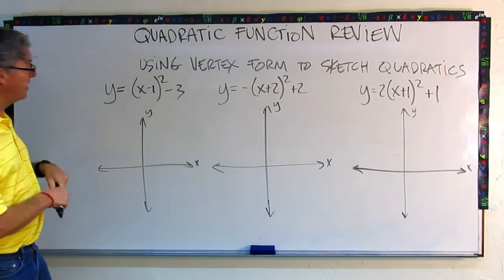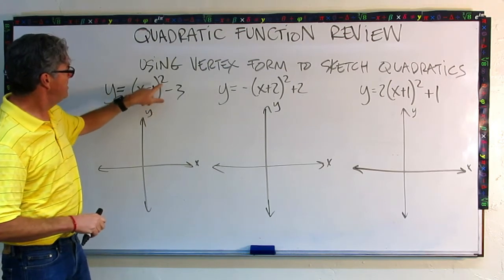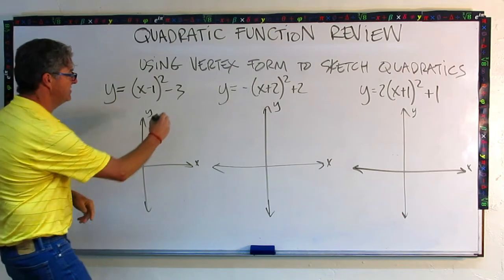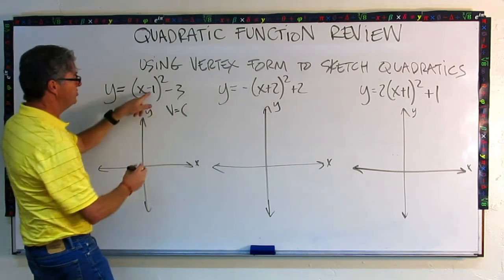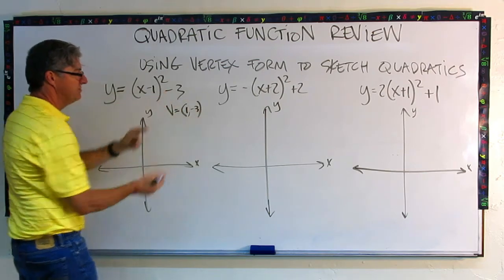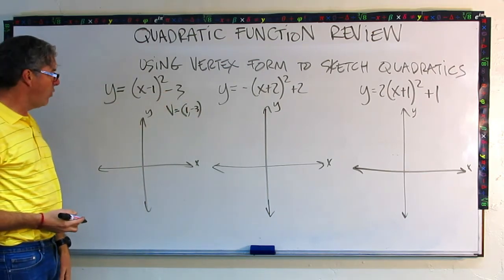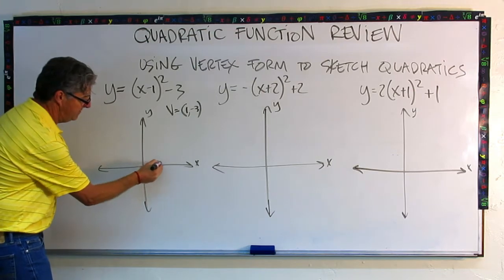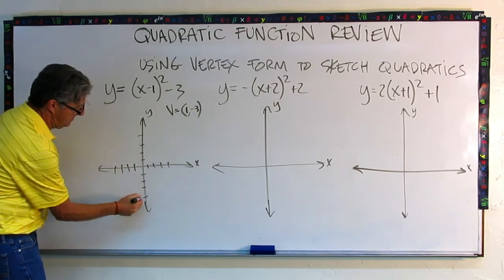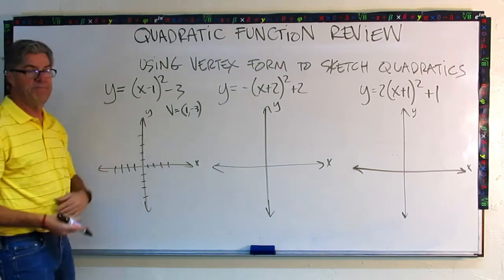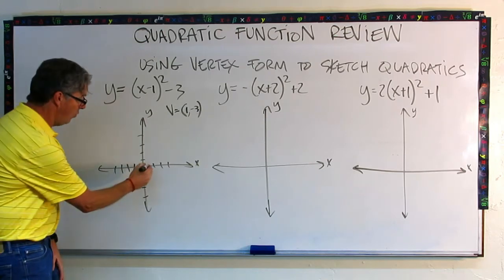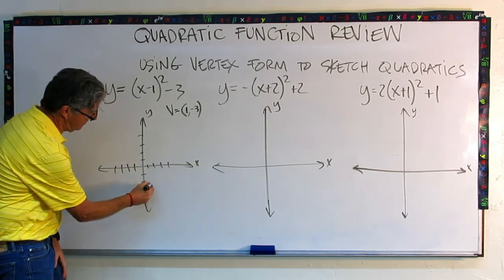Okay, here's our first one. y equals x minus 1 squared minus 3. So let's first figure out what the vertex is. The vertex is, change the sign on the x and bring that over. So my vertex is the point negative 1, 3. Okay, so I'm sorry. My vertex is 1, negative 3. So 1, negative 3. It's right there.